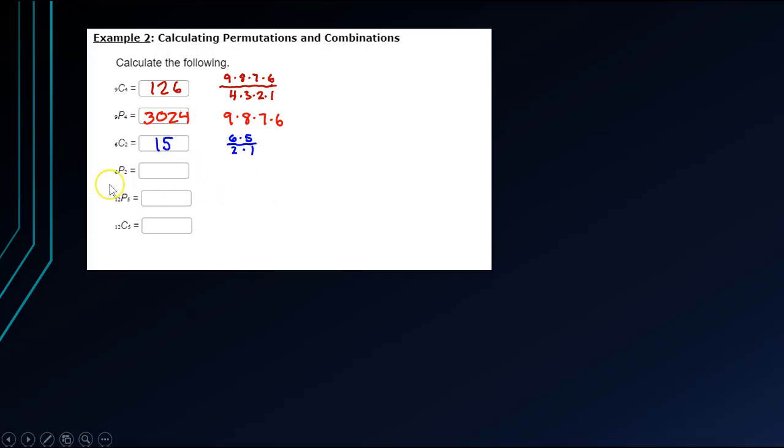And that gives me 15. Here I'm going to have 6 times 5, and that's it. That's 30. The permutation of 12P5 is going to be 12 times 11 times 10 times 9 times 8. Those are 5 numbers. Multiply them together. I get 95,040. The same thing, I'm going to have the same part of this with the combination. I'm going to take this number, though, and divide it by 5 factorial, which is 5 times 4 times 3 times 2 times 1, which gives me 792.